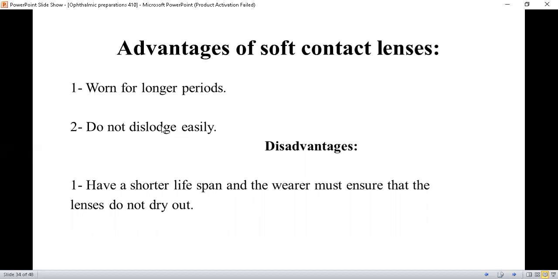What are the disadvantages of the soft contact lenses? They have a shorter lifespan, and the wearer must ensure that the lenses do not dry out. If the lens dries out, then it will create irritation in your eyes and may cause infection of the eyes. So this was all about the lenses and their types, and we have discussed the advantages and disadvantages of these types of lenses.